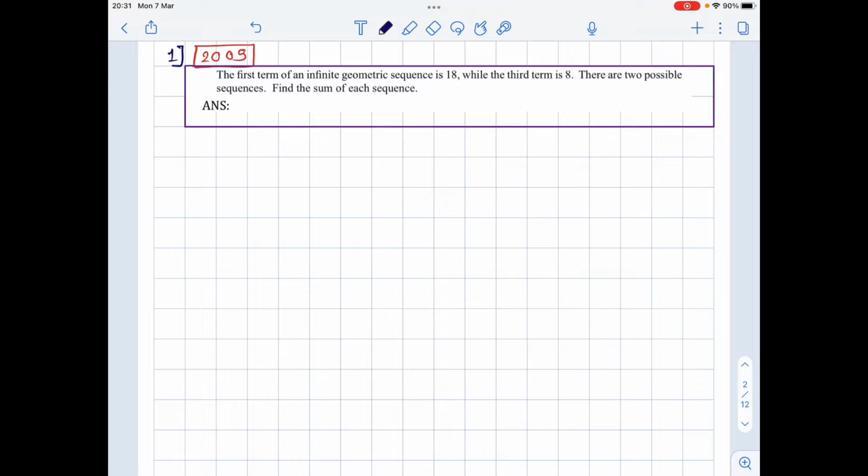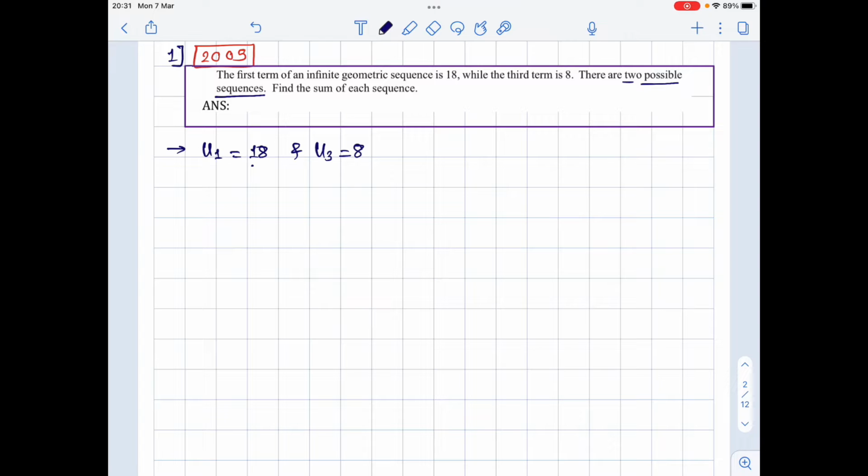The first term of an infinite geometric sequence is 18. So please write down each value in terms of their notation. First term u1 is given as 18 and third term u3 is given as 8. There are two possible sequences. That means you need to find out two values of r.